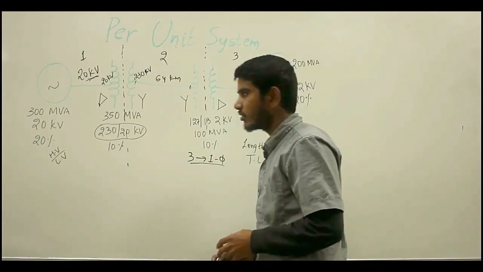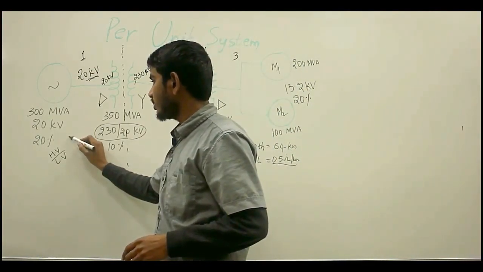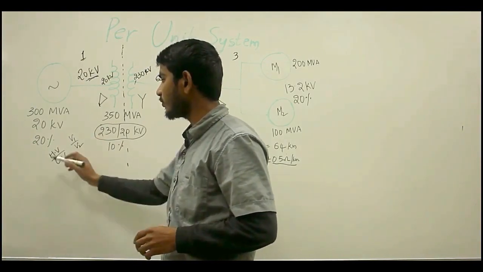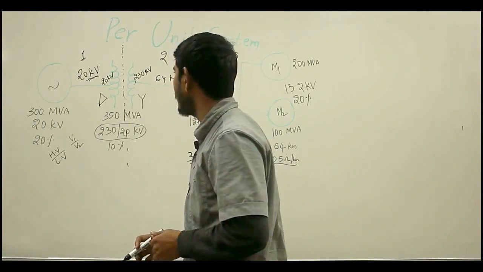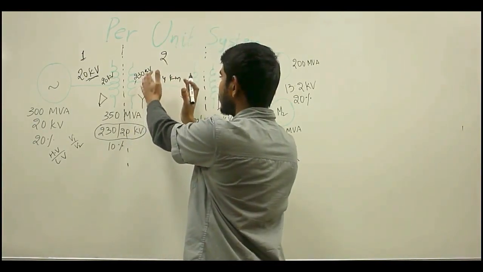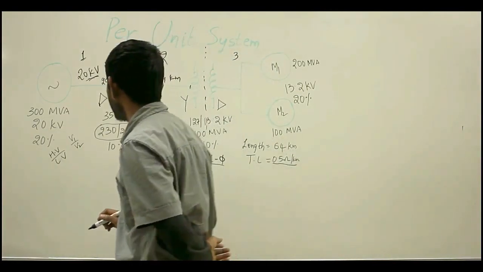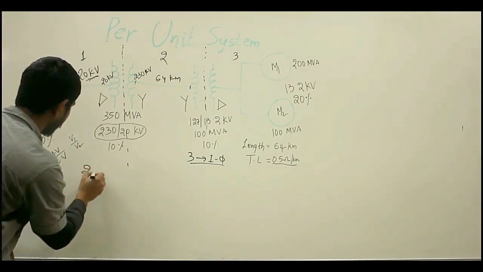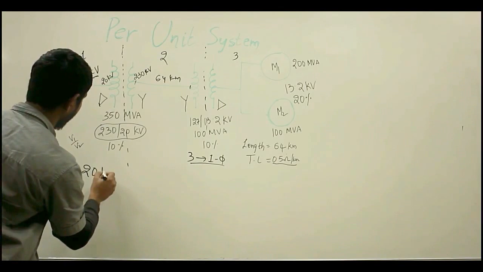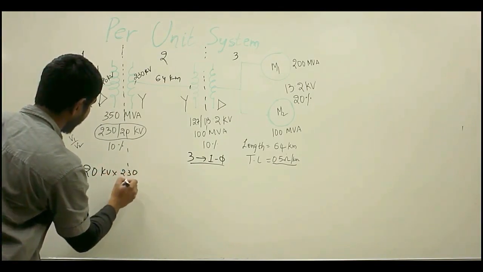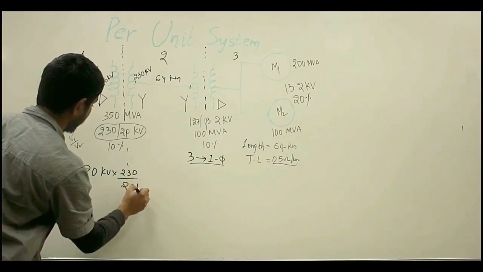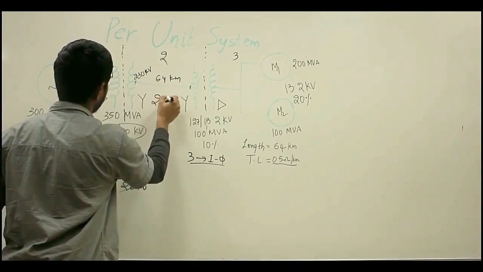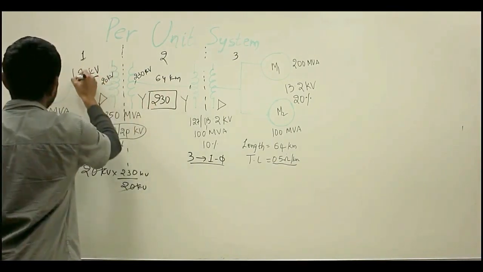Now the voltage ratio is the voltage in the primary winding to the voltage in the secondary winding, whereas the turns ratio is the number of turns in the HV winding to the number of turns in the LV winding. Now we have to find the base kV in the transmission line. The base kV here will be equal to 20 kV into 230 kV upon 20 kV. So the kV cancels and my base kV will be 230 kV.